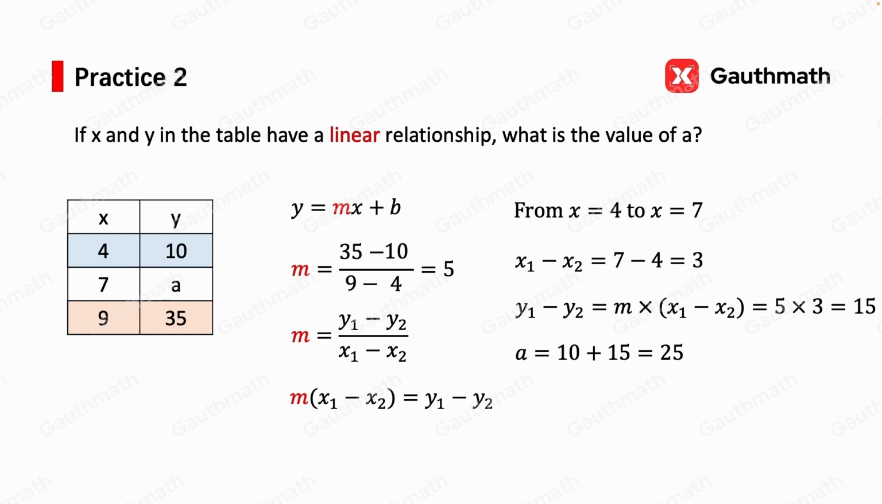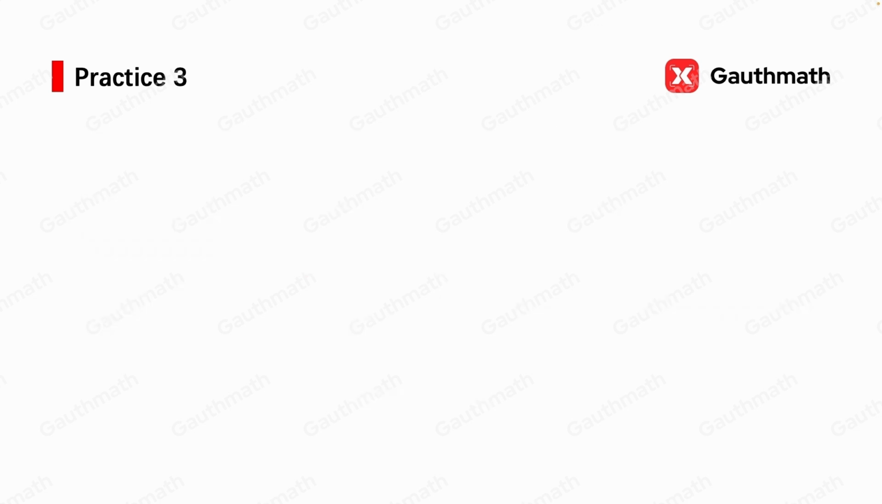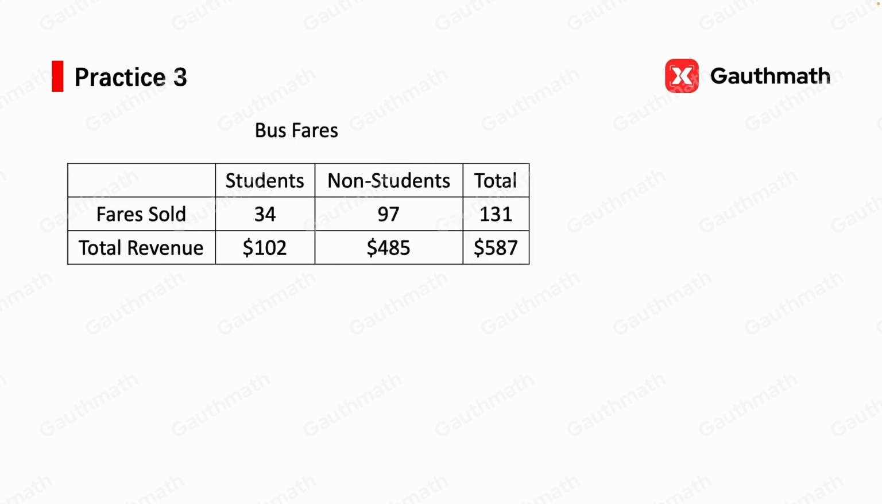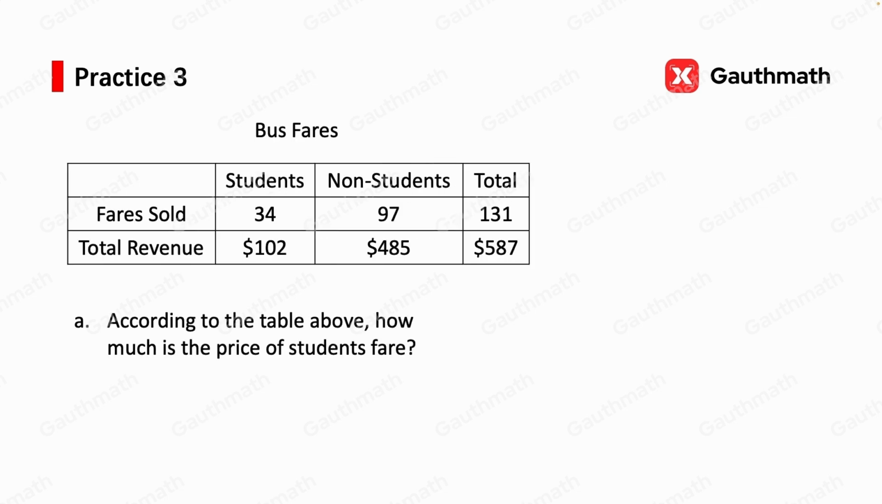Okay, let's move on to the next practice problem. We have a table that records information about bus fares. The first question is asking how much the price of student fare is. Well, we know the price is equal to revenue divided by quantity. In this case, we have $102 divided by 34, and so the price is $3.